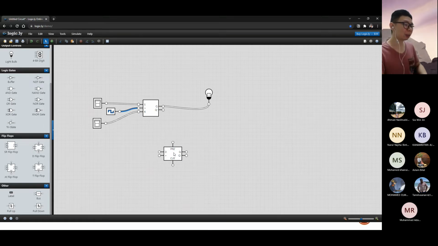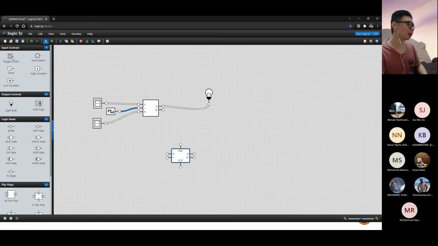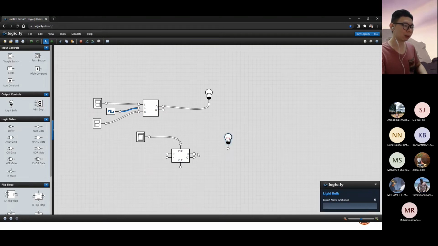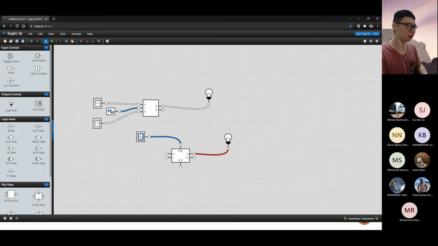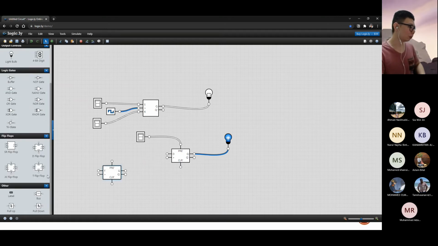Okay, so how do you explore this? It's easy. Just connect it to the input and see what happens, right? You can connect this to the light bulb, and you can see what happens if you put it. You can see what is the difference between preset and what is the difference between clear. So I would like you guys to explore this. By the end of today's class, I hope you guys already understood the difference. And there are T flip-flops, there are JK flip-flops as well.